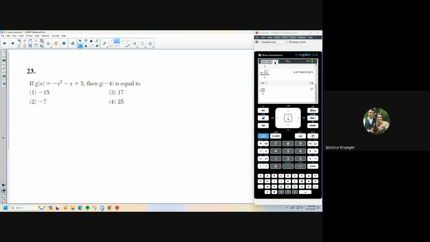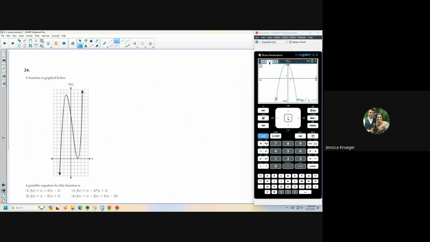If g of x is equal to this, then g of negative 4 is. So once again, when you see a function, I want you to graph it. So I'm going to go ahead and put in negative x squared minus x plus 5. I'm going to go to menu, trace, graph trace. If I want to find g of negative 4, I'm going to type in negative 4, and I can see it's negative 7. So there's my answer.